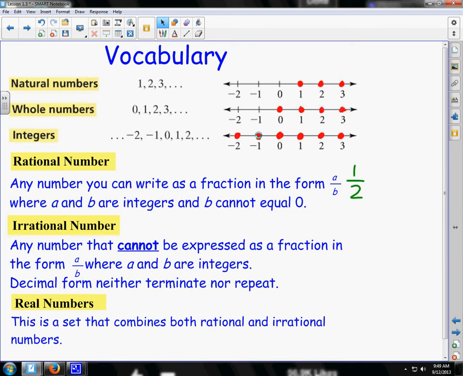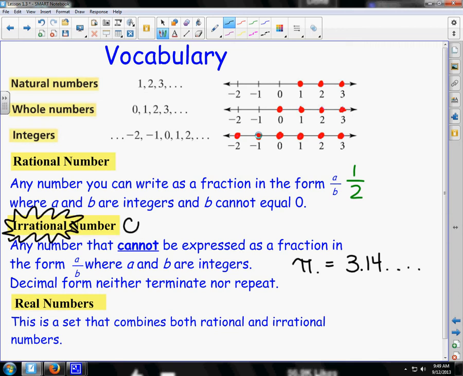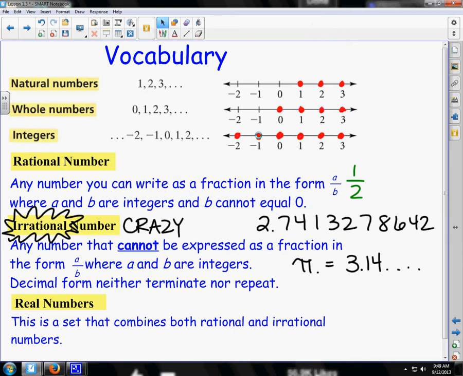Now, an irrational number is any number that cannot be expressed as a fraction. So now, everybody knows the number pi, which equals 3.14 and so on. That is an irrational number. I think of irrational as crazy. Like if you say someone is irrational, they're crazy. And so any number that has a crazy ending, like 2.7413278642, all those ones that have no pattern and just are crazy at the end, those are irrational.